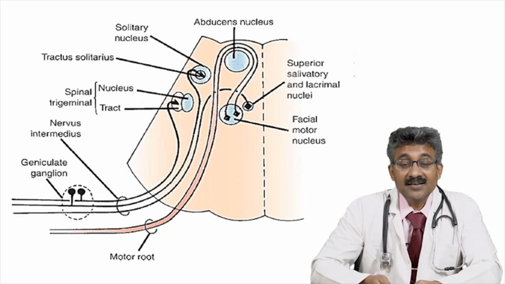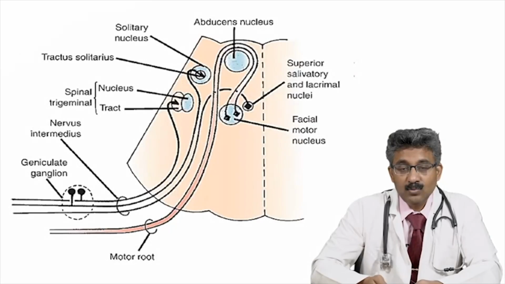So I repeat again, there is a facial motor nucleus. It bends around the 6th nerve, and then it comes out of the pons as a motor root. And then you have the superior salivatory and lacrimal nuclei, along with the fibers from the tractus solitarius, joining as the nervus intermedius, and then through the geniculate ganglia it comes out. Right. Now what happens afterwards?